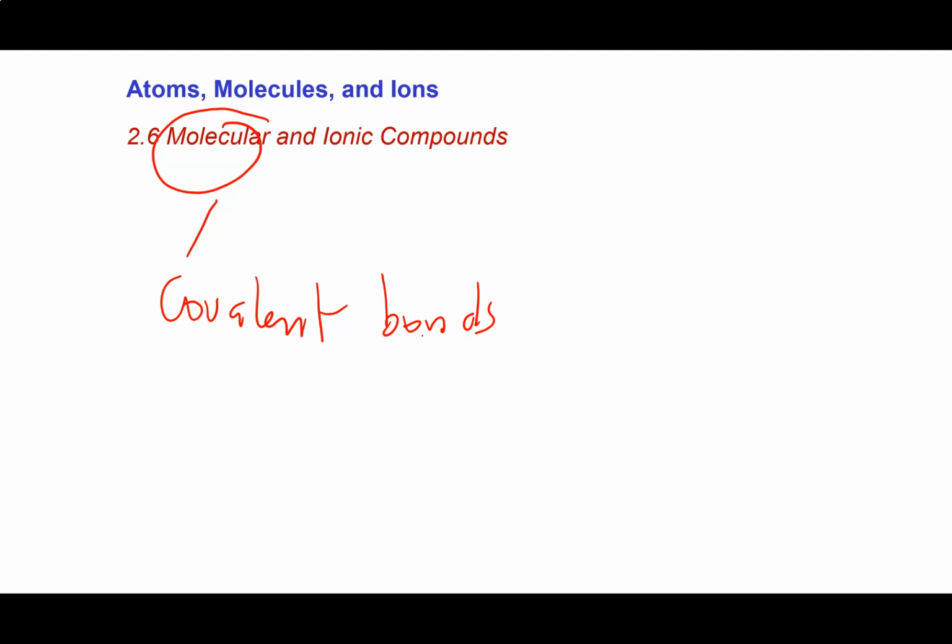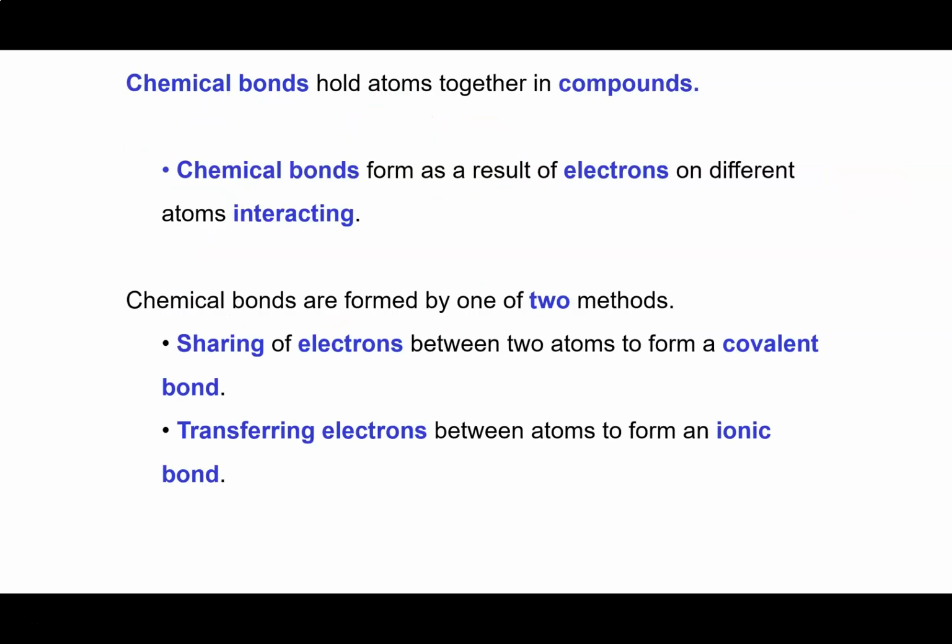And so for this reason, sometimes these guys are called covalent compounds. And then you guessed it, ionic compounds, they have ionic bonds in them. So we're just characterizing these compounds on the basis of the types of bonds that are present between the different atoms that are there. So it's chemical bonds that hold atoms together in compounds.